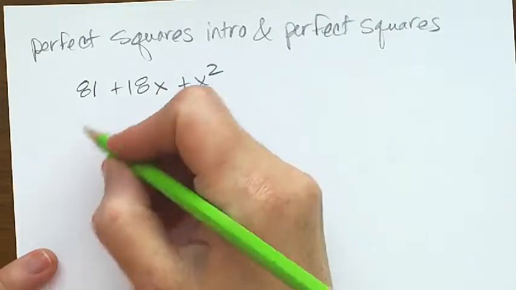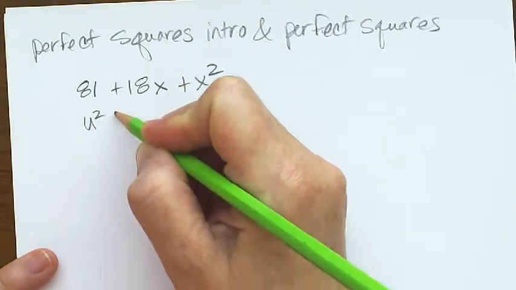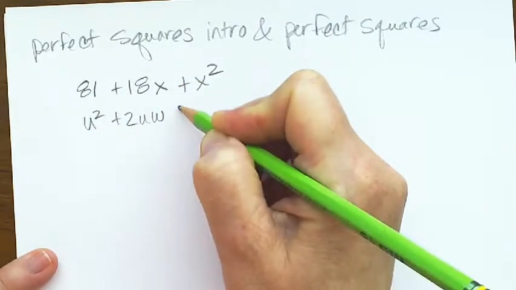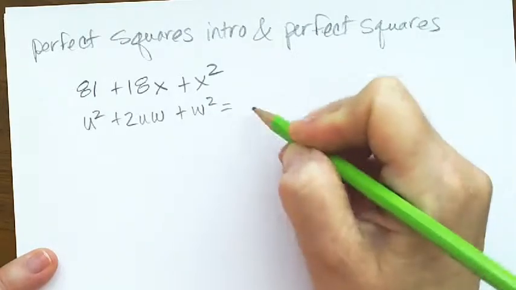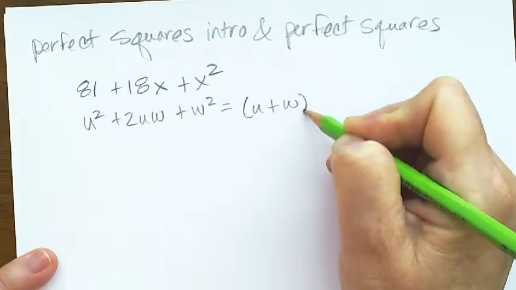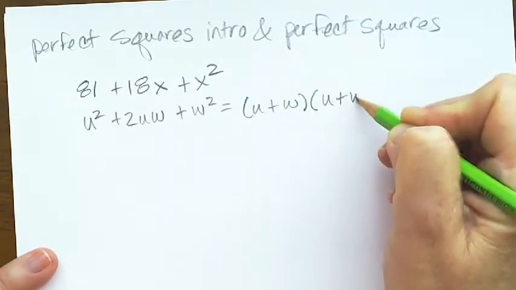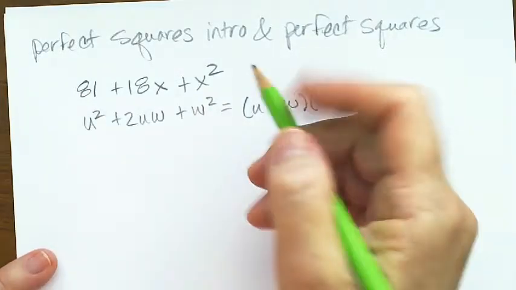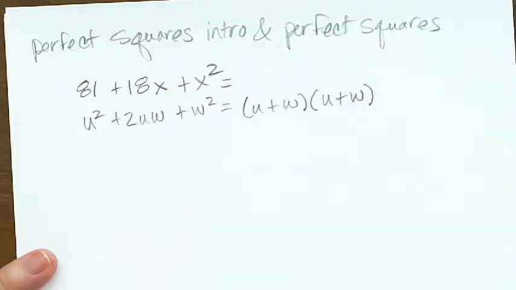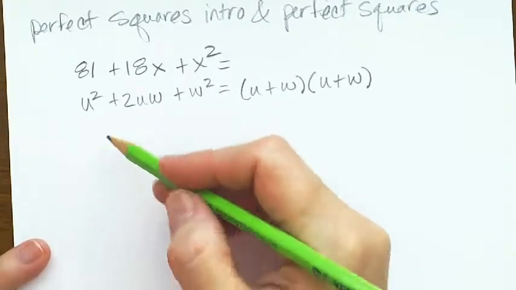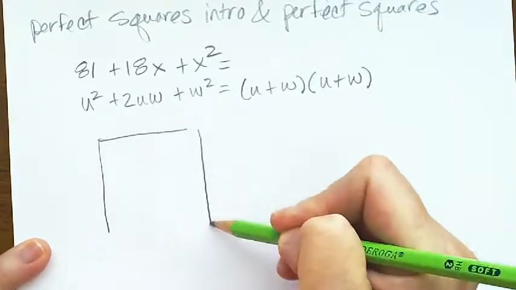There is a poster on the wall that says u squared plus 2uw plus w squared equals u plus w, at the bottom of the poster, times u plus w. And when we were doing this, I coached a lot of you to just use this template. You can also think of it in terms of an area model.